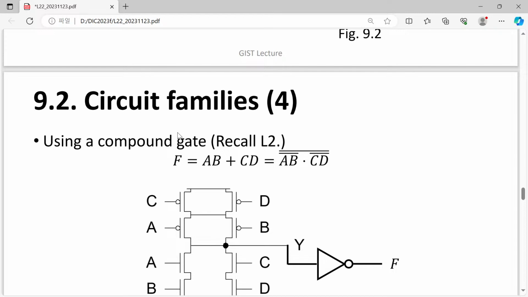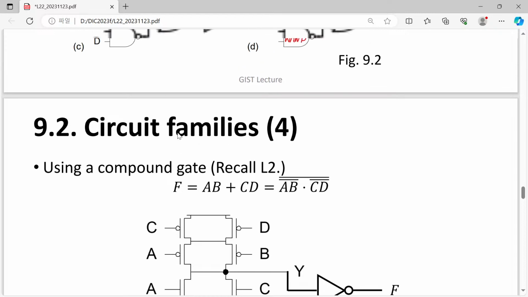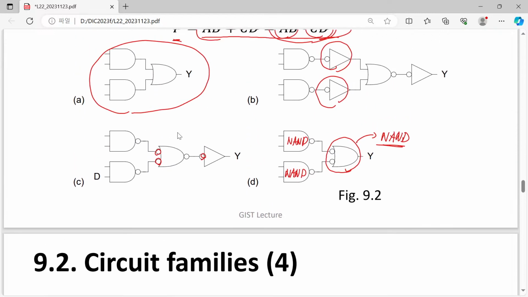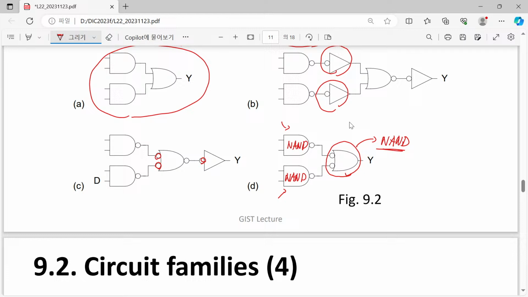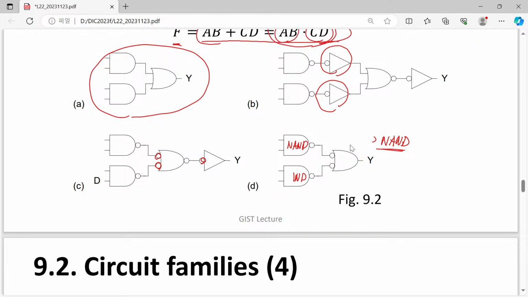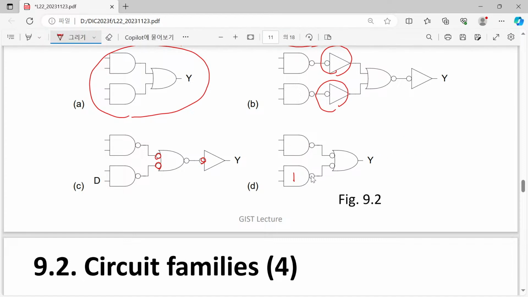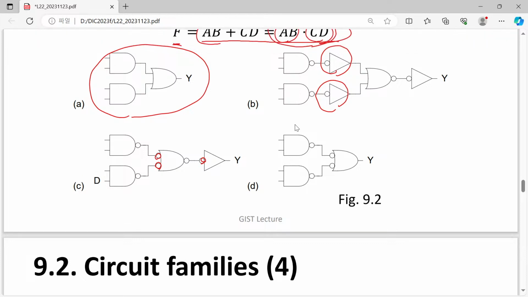Our example is AB or CD, and if we use just NAND gates, then we can make it in this way. So use 3 different NAND gates, so we can make it. And let's try to count the number of our transistors. How many transistors are used in this implementation?